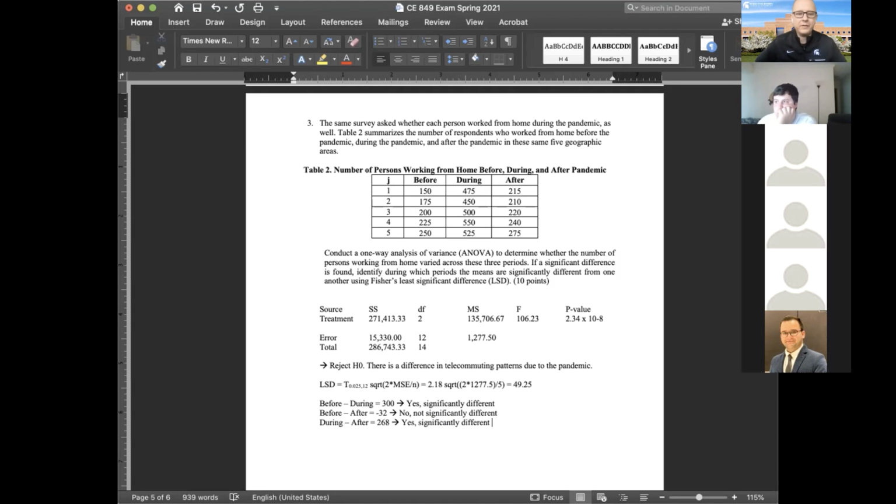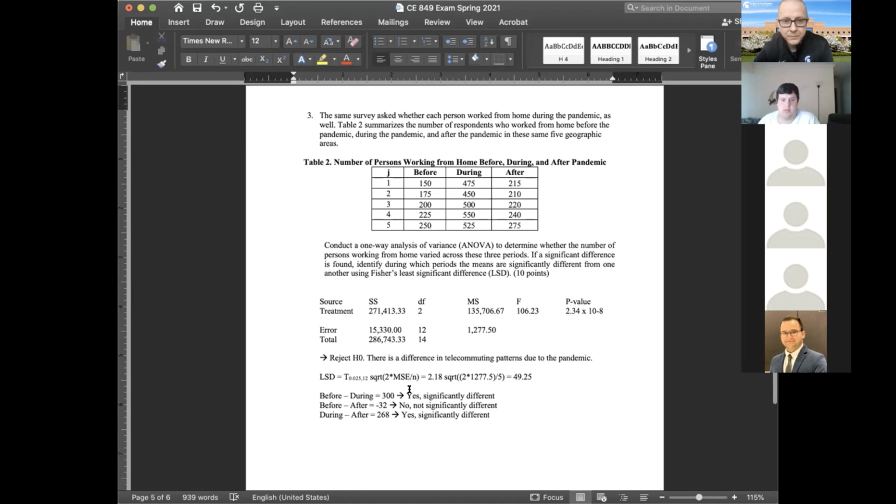Okay, and so in effect, what that's saying basically is that our telecommuting rates were significantly higher over the course of the pandemic. And though we did see some differences between the before and after period, that increase in telecommuting was not significantly different, at least based upon this sample of 5 zones here. Okay. All right, and so any questions on the ANOVA?